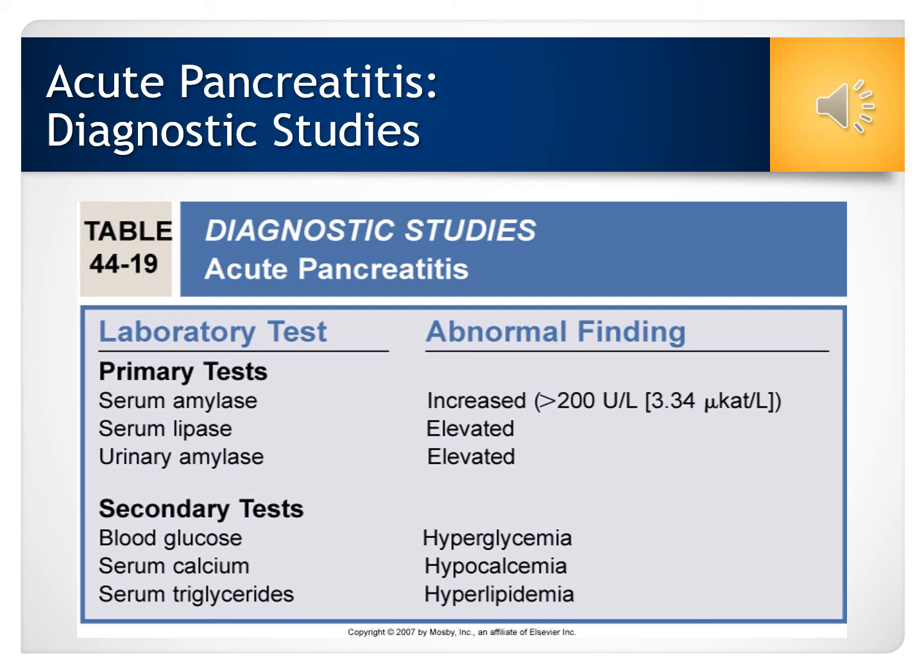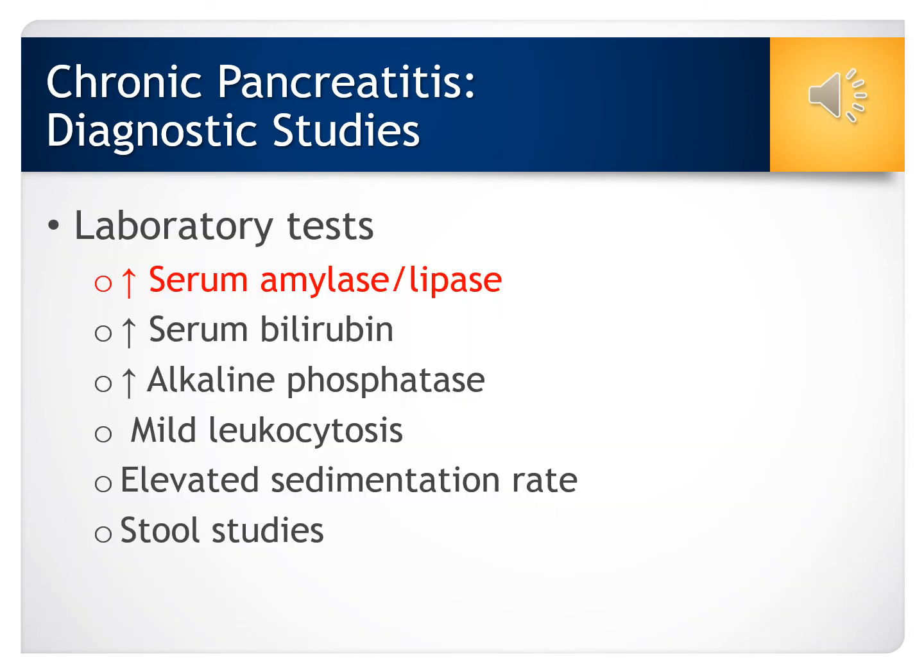Diagnostic testing for pancreatitis can include elevated amylase and lipase levels in the blood, as well as urinary amylase. Additional findings can include high glucose levels, low calcium levels, and high triglycerides. In addition to the elevated serum amylase and lipase levels, you may find elevated bilirubin and alkaline phosphatase. You may have mild leukocytosis, an elevated sed rate, and stool samples may be examined looking for fat fecal content.